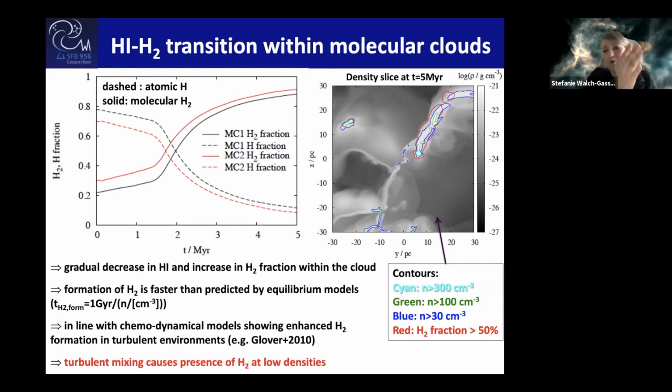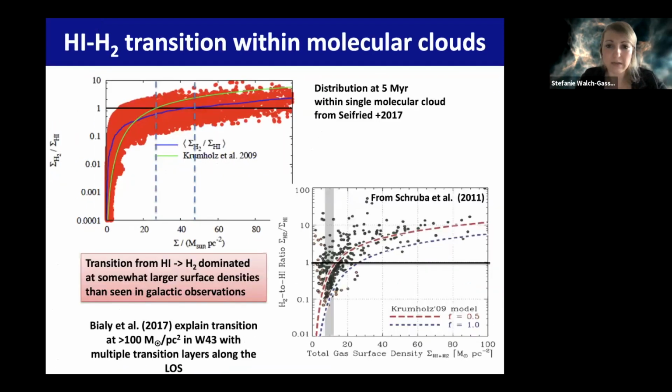It basically almost looks like tidal tails, which is distributing the molecular gas everywhere throughout. So you can expect it to be present in gas which has a lower density than what you would get if you just consider equilibrium models. That's the takeaway message here.